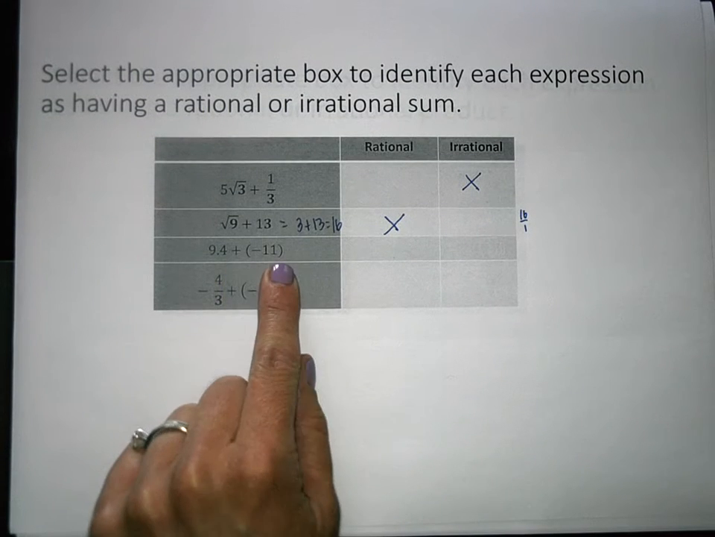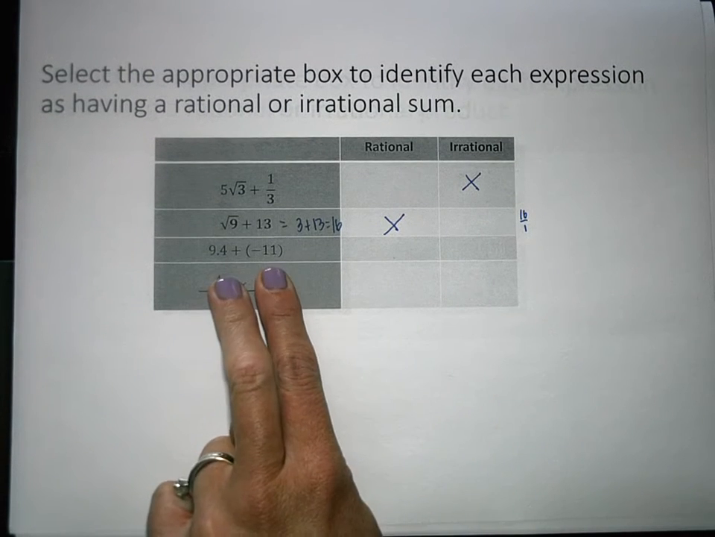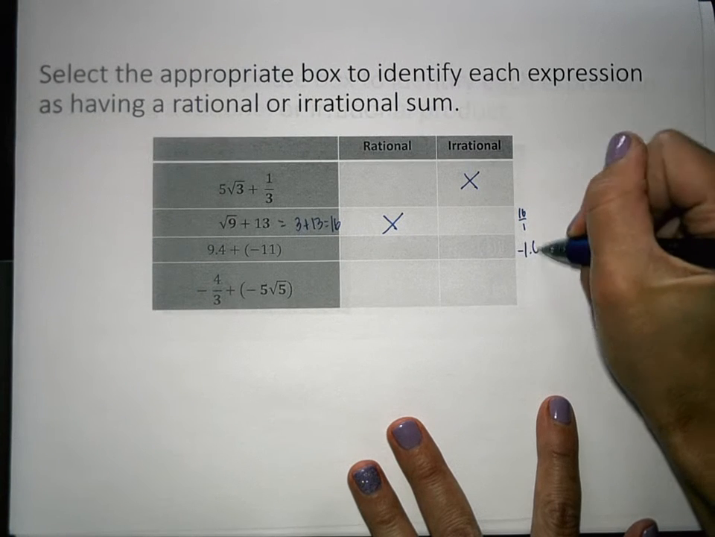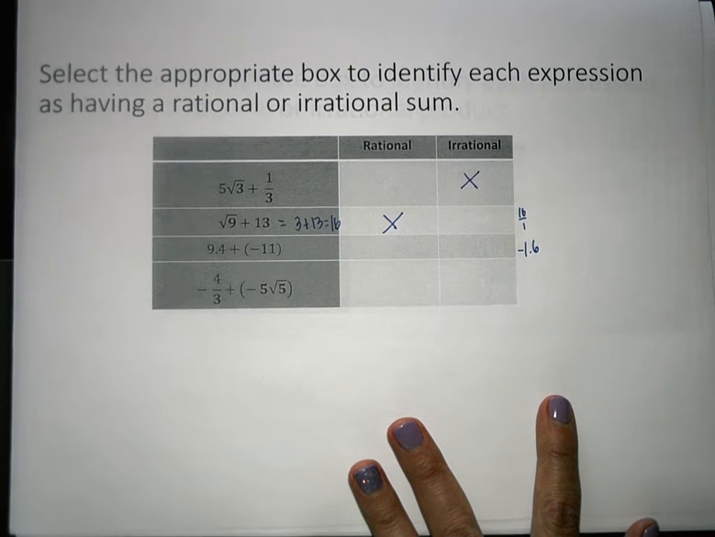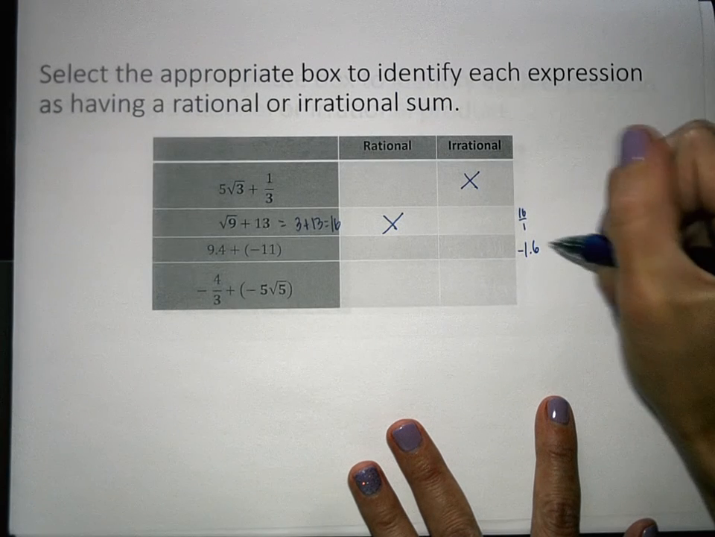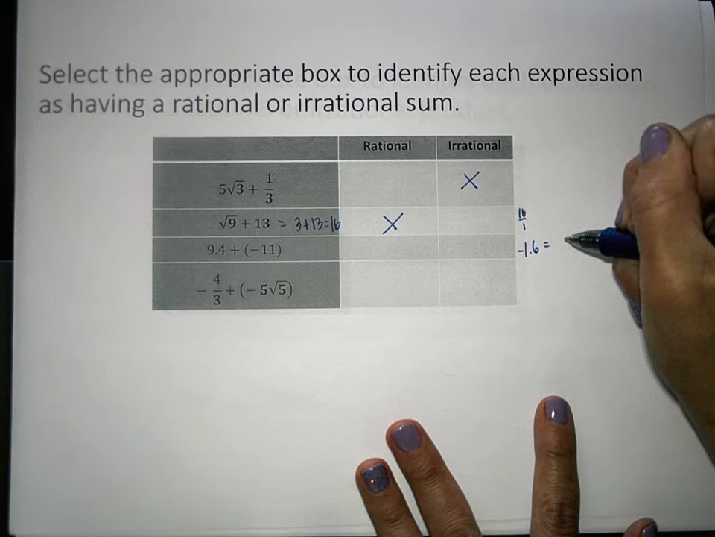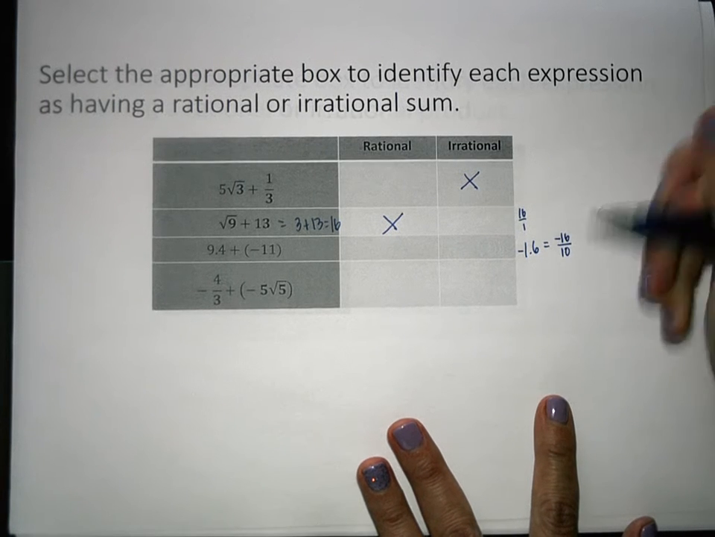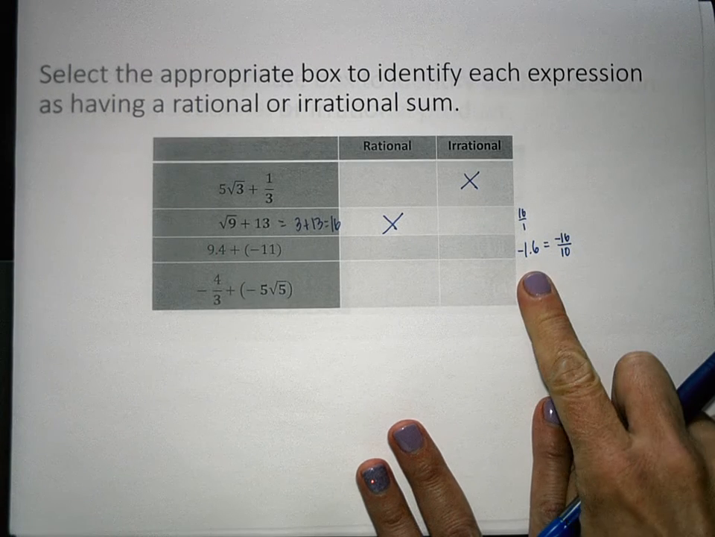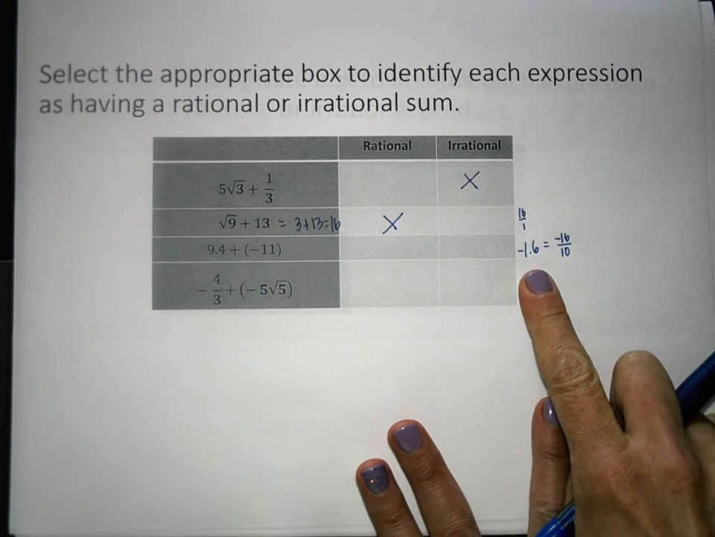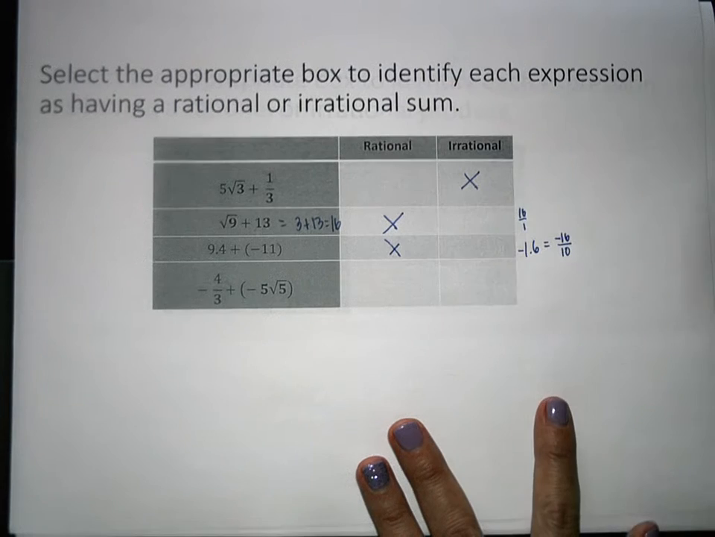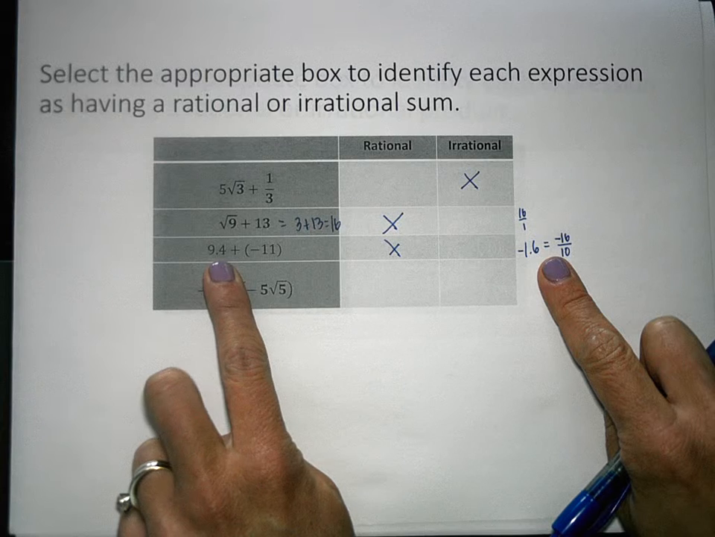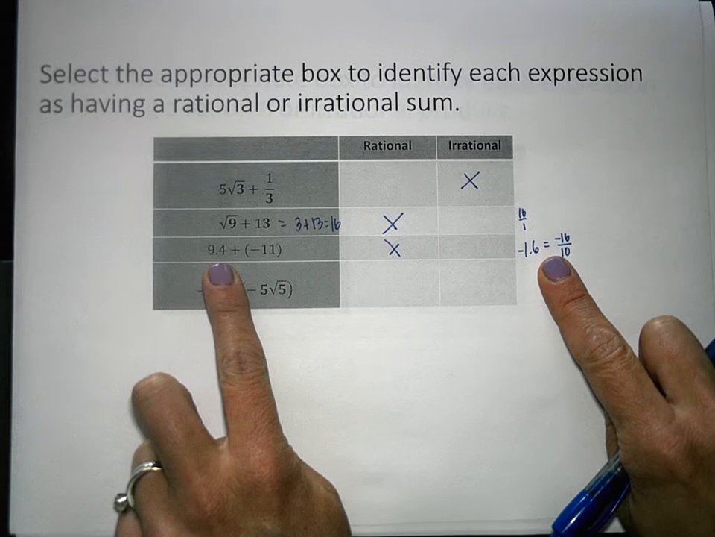9.4 plus -11. If you add those together, you end up getting -1.6. And -1.6 is a terminating decimal. This goes out to the tenths place. So if I was writing this as a fraction, it would be -16 over 10. And you could reduce it, but because I can write a terminating decimal as a fraction, it is rational. The actual answer here doesn't matter. It's that we know since this is a terminating decimal, it can be written as a fraction.